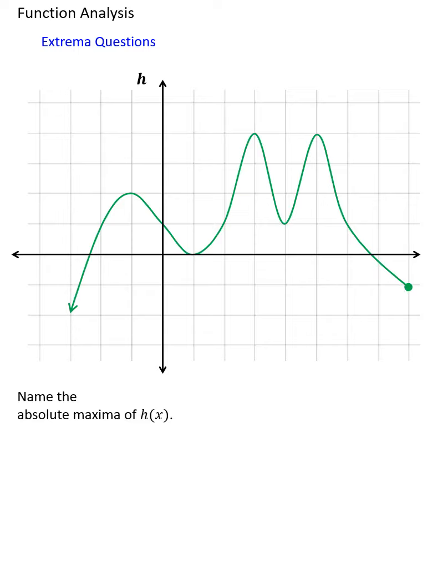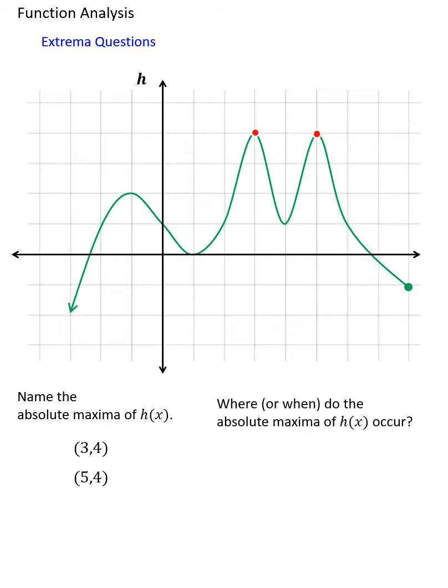Now let's move from local extrema back to absolute extrema. We'll look at the absolute maxima of h of x. If you're asked to name them, well, there's two of them. This was an absolute maximum, and this was an absolute maximum. Again, you list the ordered pairs if you're asked to name them, or what points are they. And likewise, if you're asked where or when do they occur, you list only the x values. This is similar to what I've been saying on the last couple of screens.